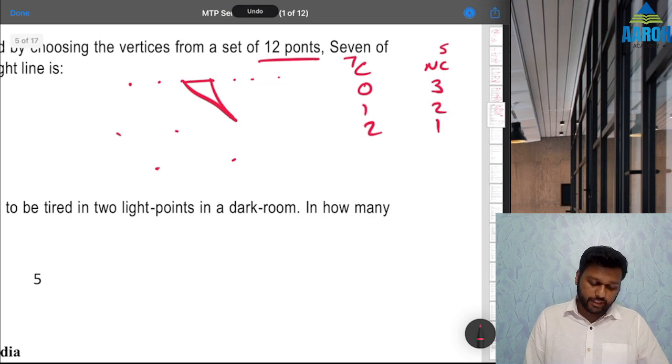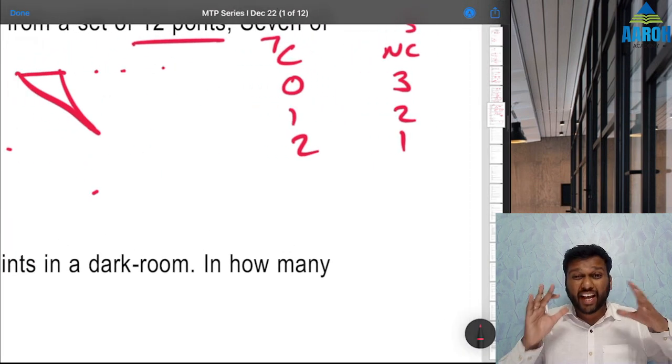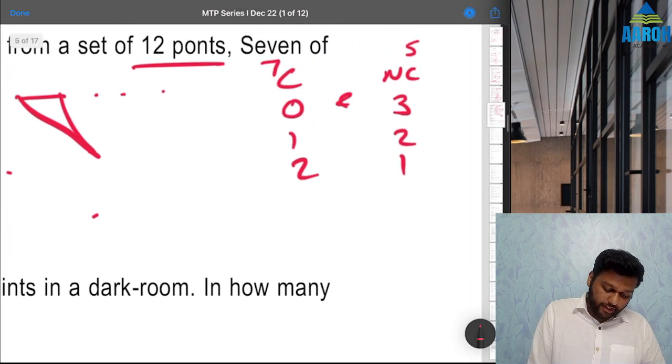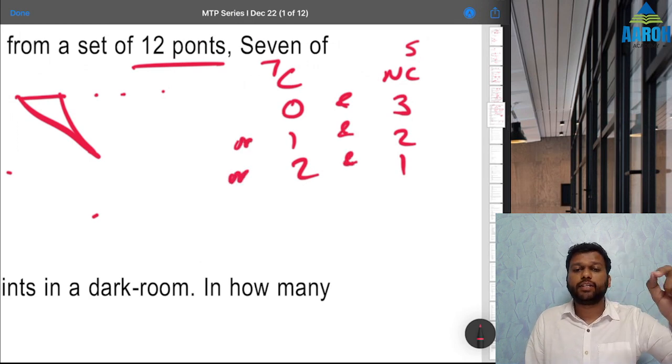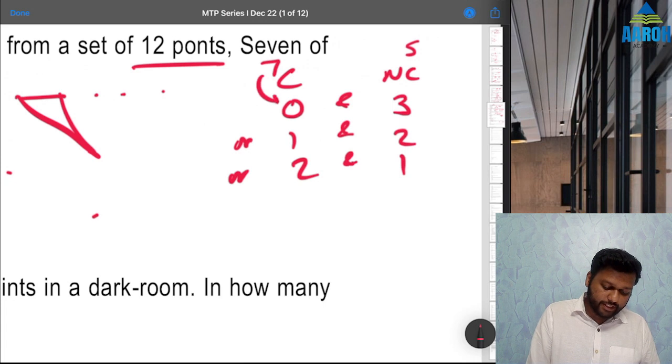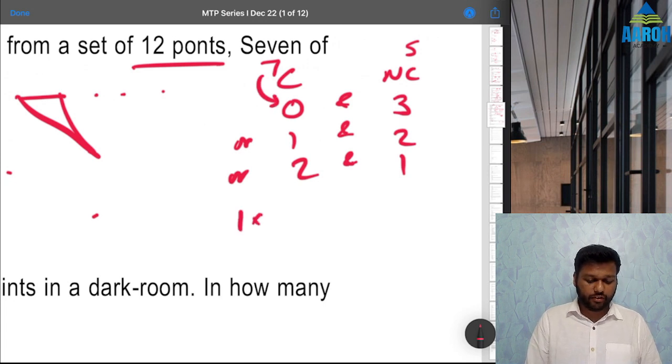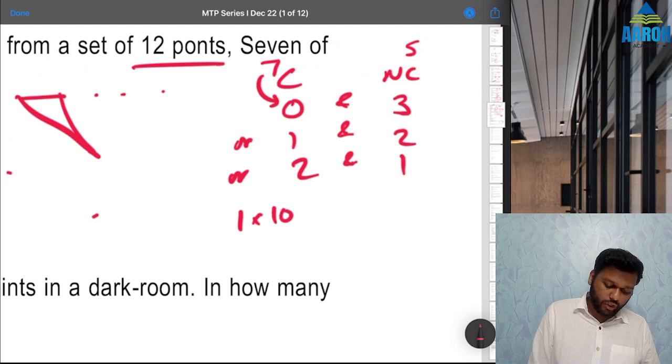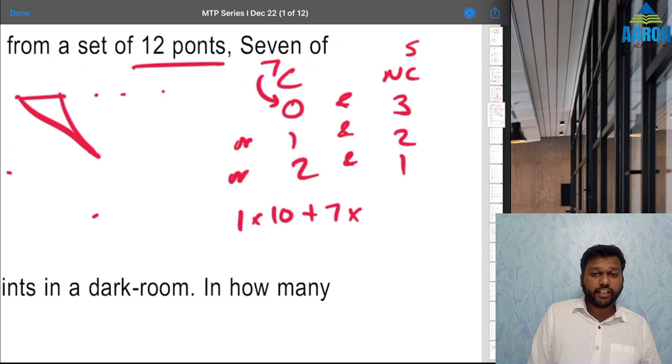So now this is easy. Always understand "and" and "or". This is "and", this is "or". And is multiplication, or is addition. So 7C0 is 1, and 5C3 is what? 10. Or 7C1 is 7, and 5C2 is also 10. Or 7C2 is how much?